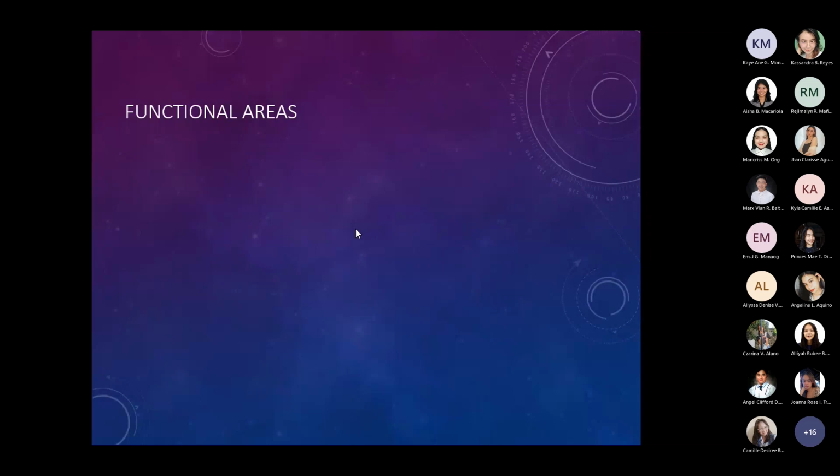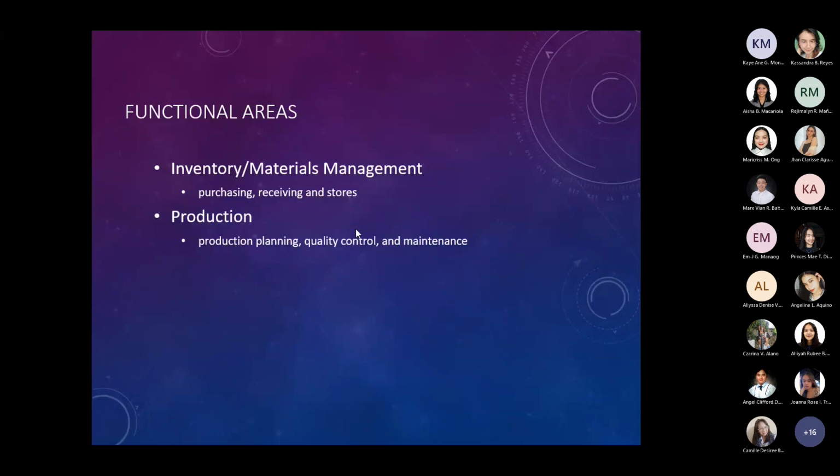For example, sales, fixed asset, collection, expenses or disbursement, payroll, production or manufacturing. So, depende. Makikita ko dapat to. Number 1, inventory and materials management. Under yan ang purchasing, receiving, and stores. Production: production planning, quality control, and maintenance.